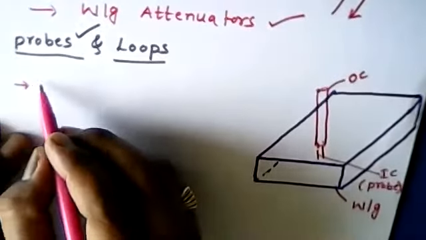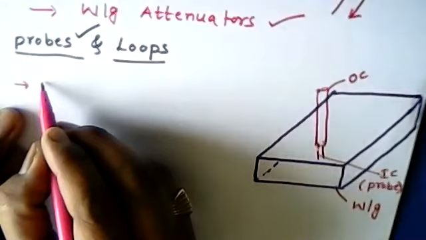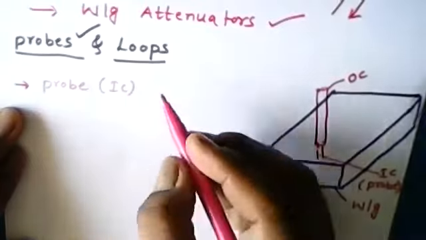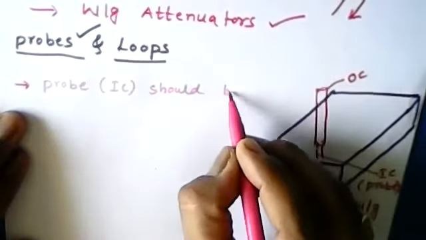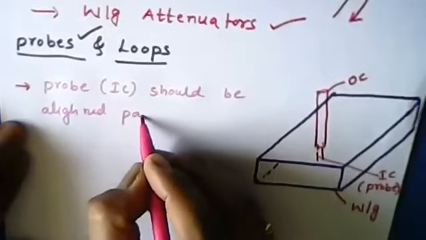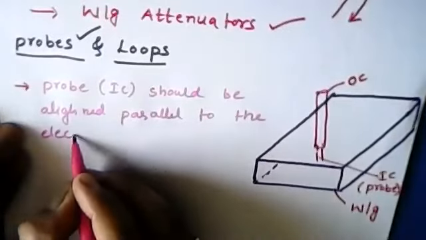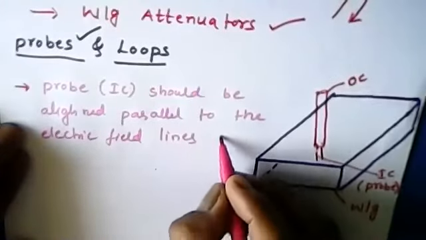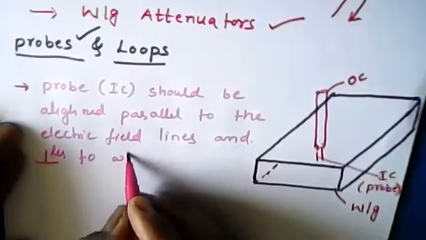The first case: whatever probe is being inserted, the inner conductor, or we can say the probe here, should be aligned parallel to the electric field lines and perpendicular to the waveguide walls.